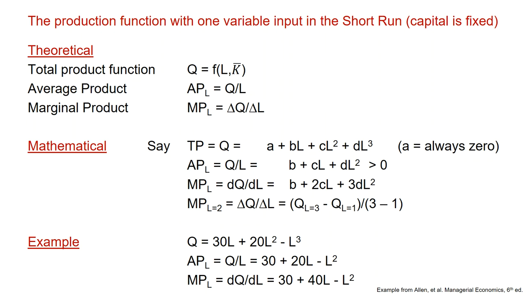Down at the bottom is the actual example, the actual formula from Allen's book. 30L plus 20L squared minus L cubed is quantity. And then the next two lines are defined first by dividing Q by L for the average product, and the second by taking the derivative of Q with respect to L to get the other part.